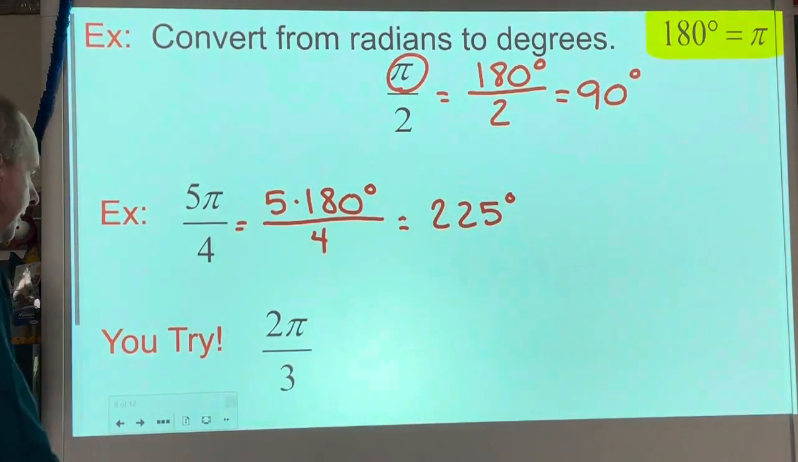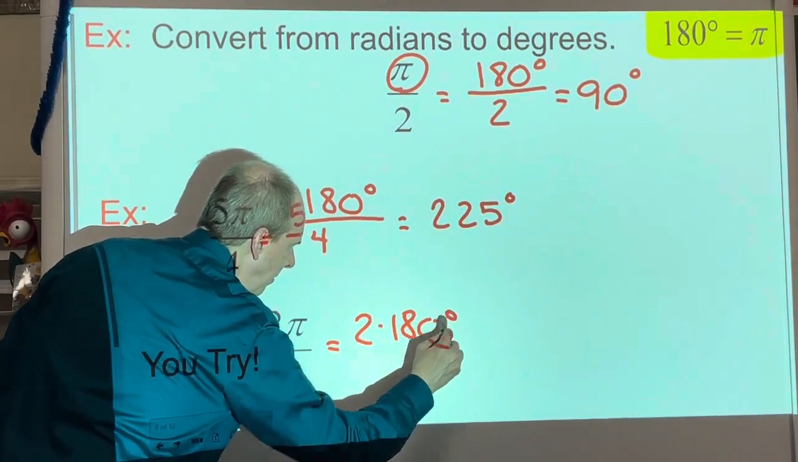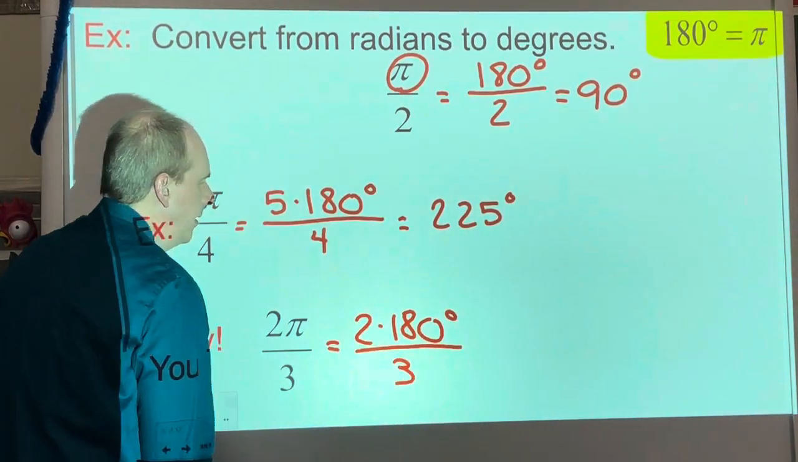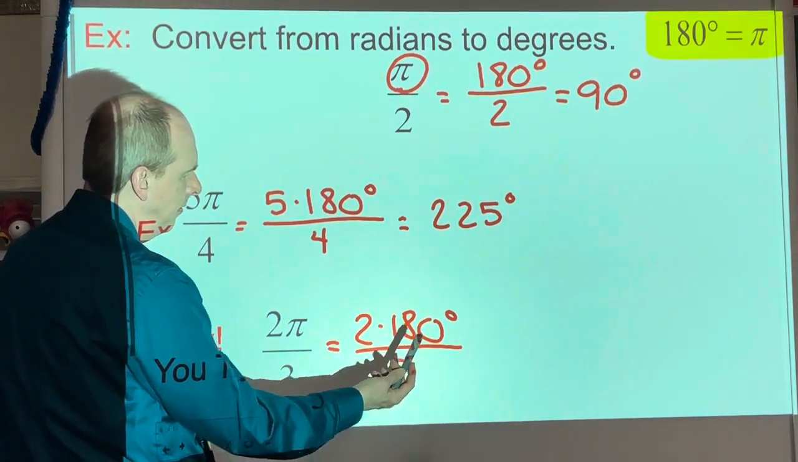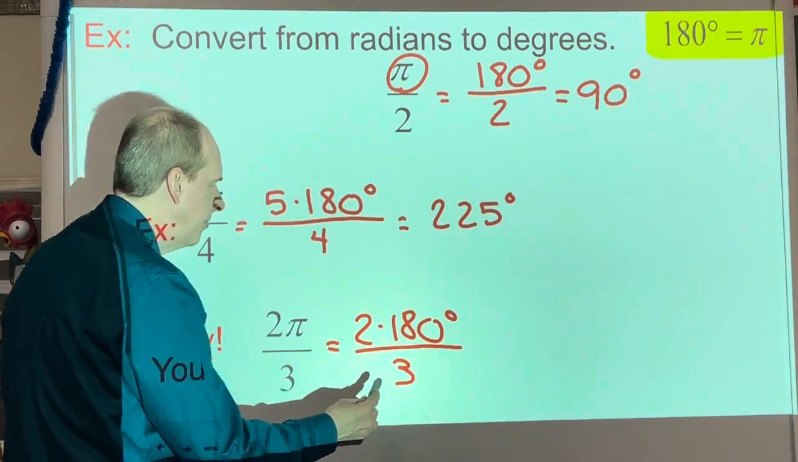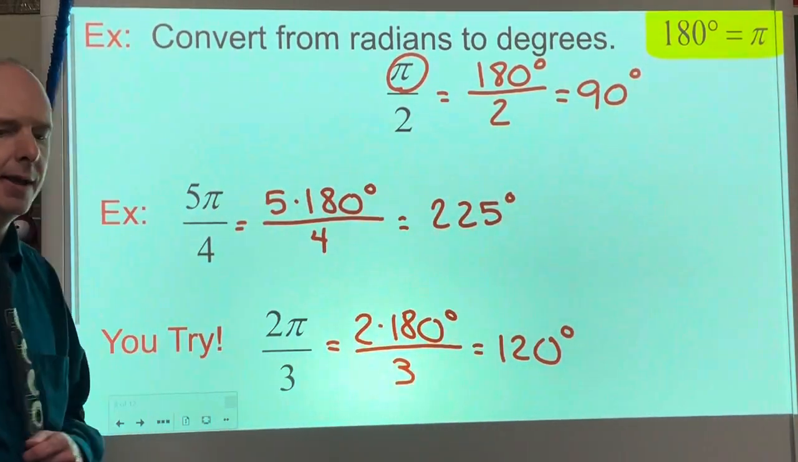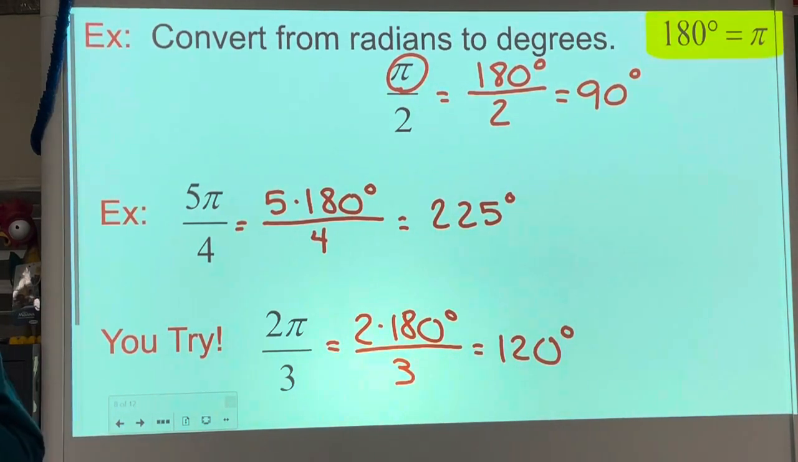All right, welcome back. Let's take 180, plug it in for pi. So 180 divided by 3 is 60 times 2, I got 120 degrees. All right, you should be able to change from radians to degrees.